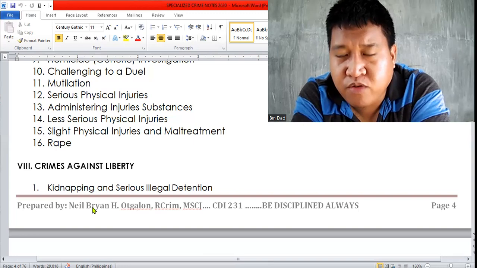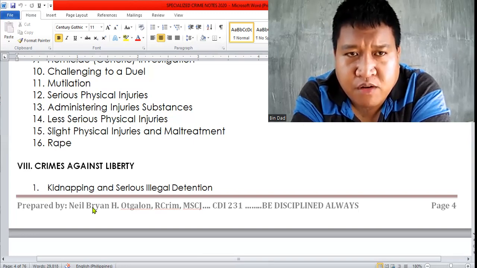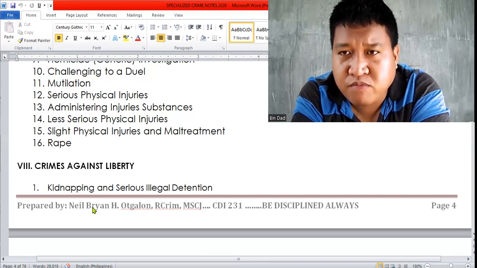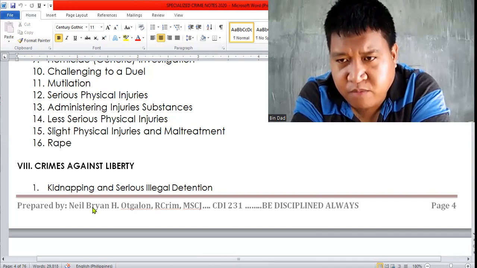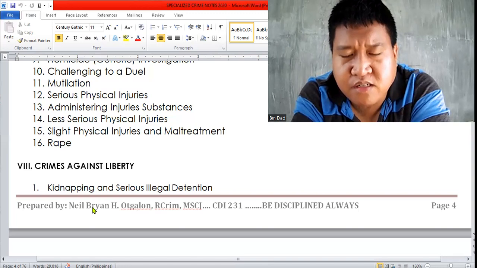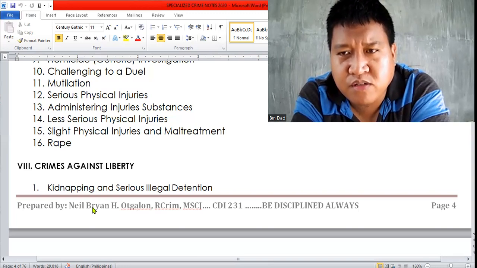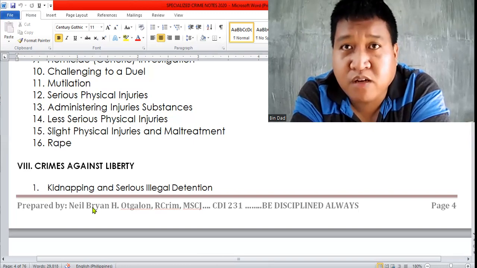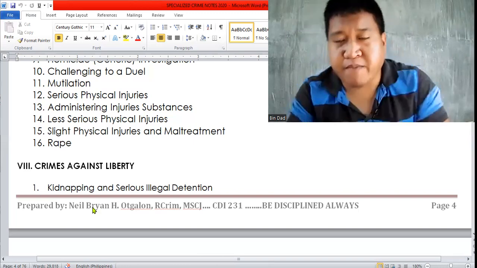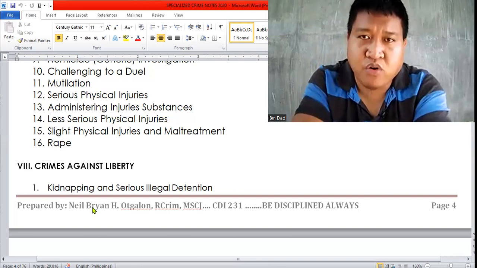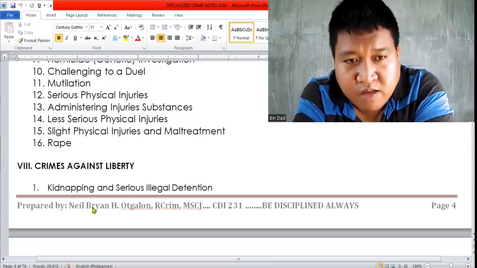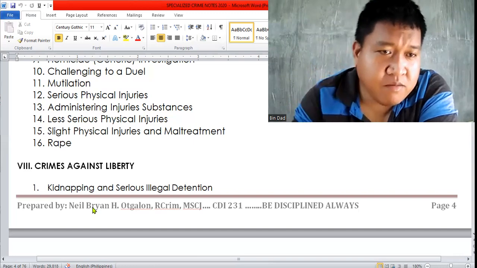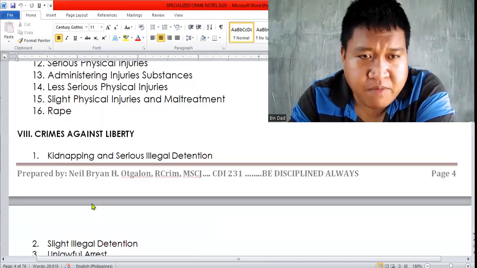No, pwede ka pa rin makasuhan, especially if yung age gap ninyo is more than 3 years. Okay? So pag more than 3 years ang gap ninyo sa 14 years old or 16 years old, then pwede kang makasuhan ng rape based from the new law that has just been signed by President Duterte. So yan ang crimes against person, crimes against liberty.